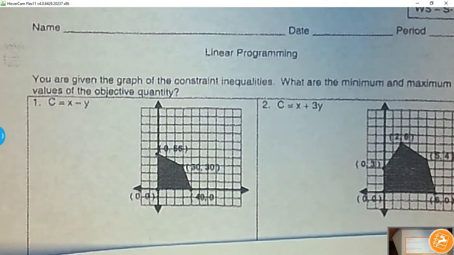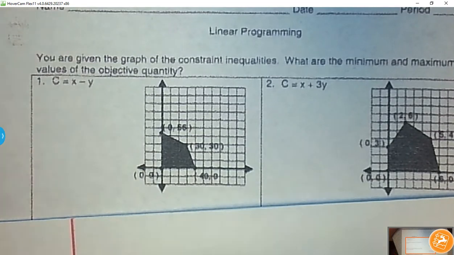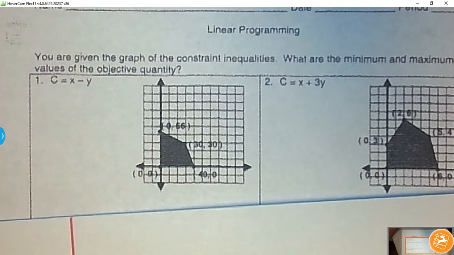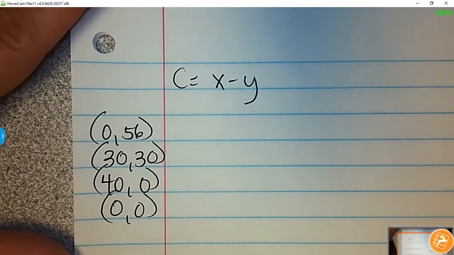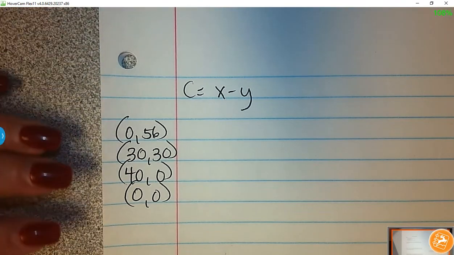Okay, so on my paper here, I'm going to copy my cost equation. And then I'm going to make a list of my ordered pairs. They are 0, 56, 30, 30, 40, 0, and 0, 0. Okay? And I want to evaluate each of those ordered pairs using that cost equation.